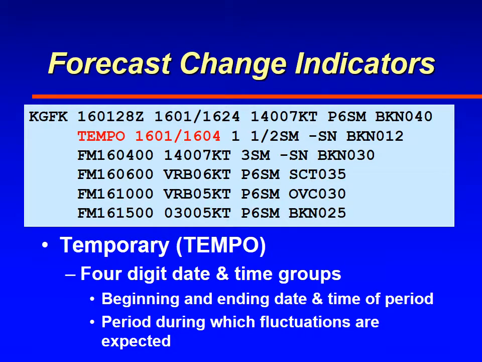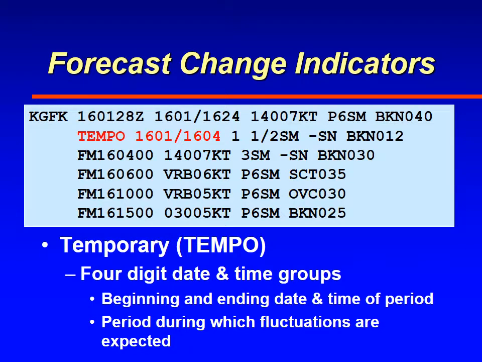Now notice that this is during the same period as the prevailing conditions. Prevailing conditions go from 1Z on the 16th to 4Z on the 16th. So during that time period, they expect mostly the weather conditions to be broken at 4,000 with visibilities better than 6 miles. However, there are times when, for less than 1 hour at a time, they expect the visibility to drop down to 1.5 miles and light snow with broken clouds at 1,200.